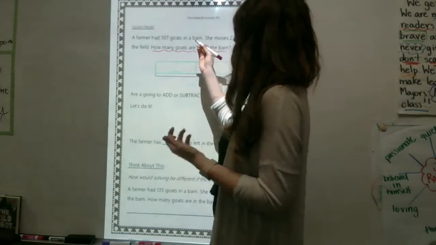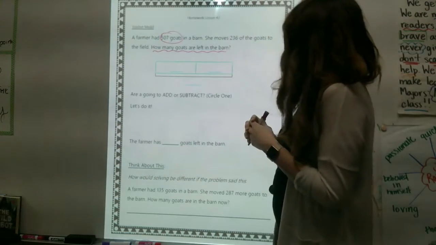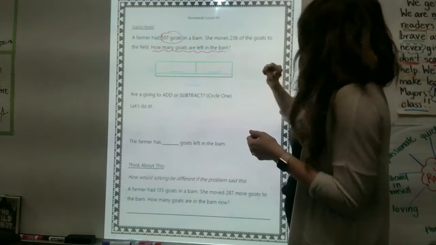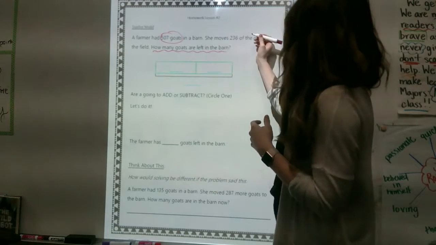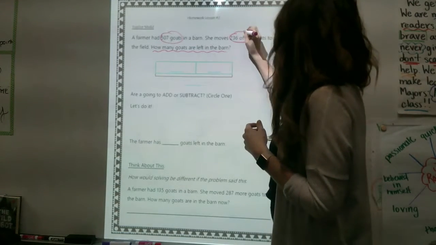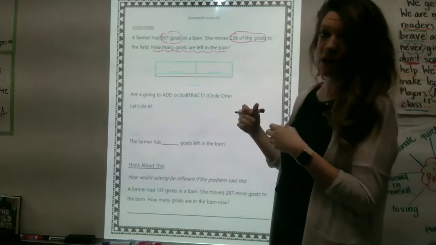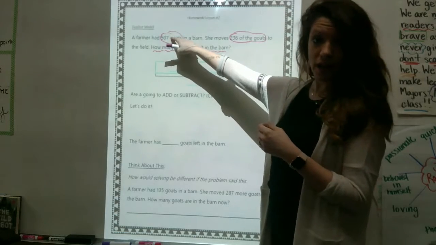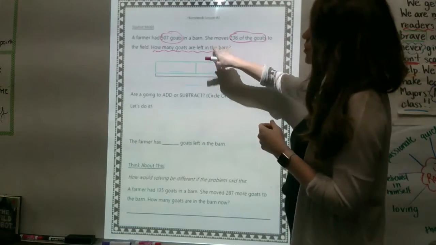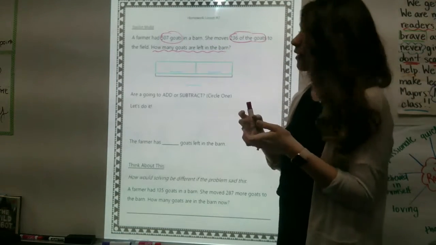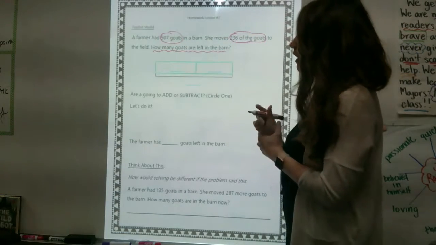I'm thinking that it's 507 because it says a farmer had 507 goats in the barn. So it seems to me like that's what they started out with in the barn. Then the farmer moved 236 of them to a field. So 236 of the goats left the barn and went to the field. And so if I take the goats I started out with and I subtract the goats that left the barn, I should have the number of goats that are left. If I subtract the number of goats that went to the field, I should have the number of goats that are left in the barn.